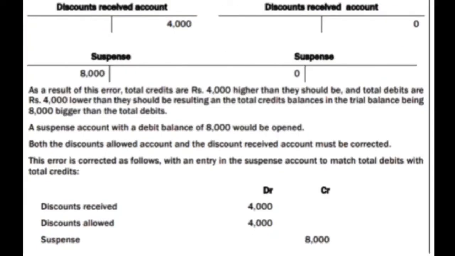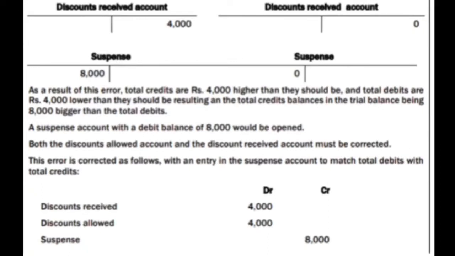Example number 3. A discount allowed expense of 4,000 has been recorded as a credit entry in the discount received account. Now, the discount received account should not have been credited by 4,000, but it had been recorded by the accountant. Now, all you have to do is to reduce this amount first. So you debit the discount received account, and the original entry of discount allowed should also have been debited. So you will do the same thing, and by debiting discount allowed you have a total of 8,000 on the debit side.